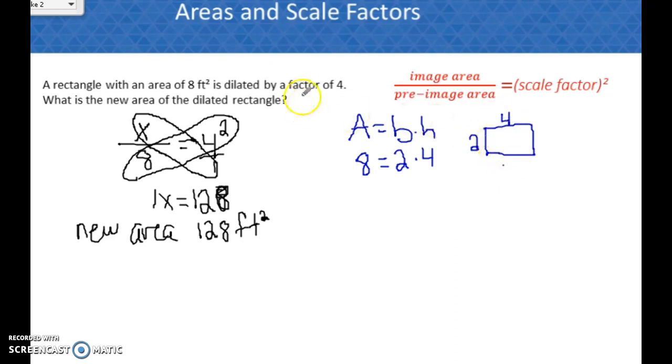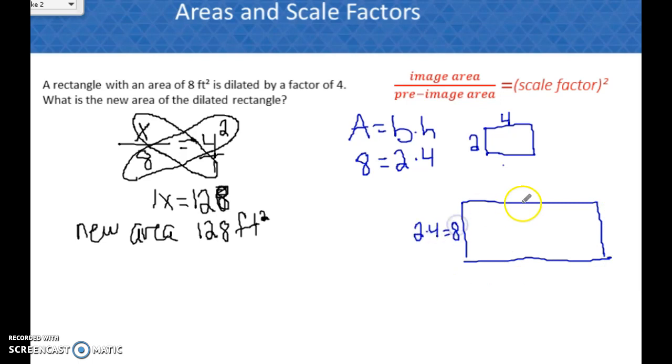Well, then I need to use a scale factor of 4. So I need to multiply each of those side lengths by 4. So I'm going to do my new rectangle. And for this side length, I'm going to do 2 times 4, which is 8. And for this side length, I'm going to do 4 times 4, which is 16.